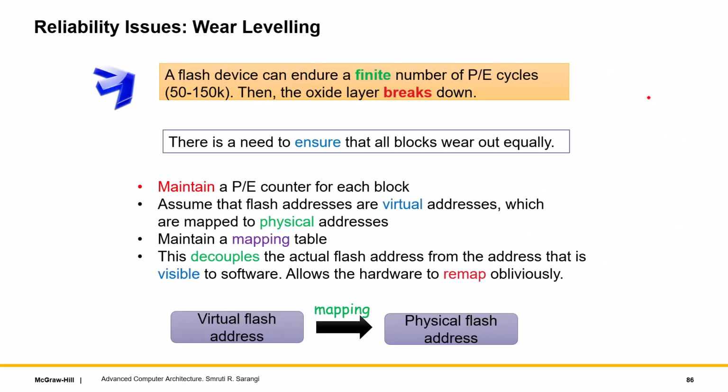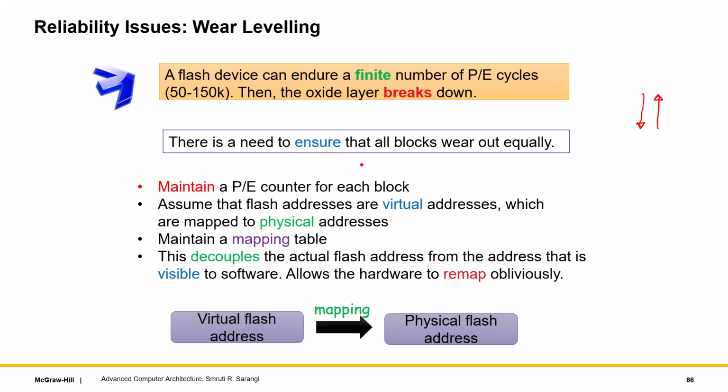So this is the PE cycle, and it turns out that the PE cycle is problematic because every flash device can only endure or tolerate a finite number of PE cycles, not a lot. In modern multi-level flash devices, you are making electrons tunnel through the oxide layers. The voltage gradient is so high that you are pushing and pulling electrons. So the oxide layer ultimately disintegrates. That is why only a finite number of PE cycles can be tolerated, which is 50 to 150K.